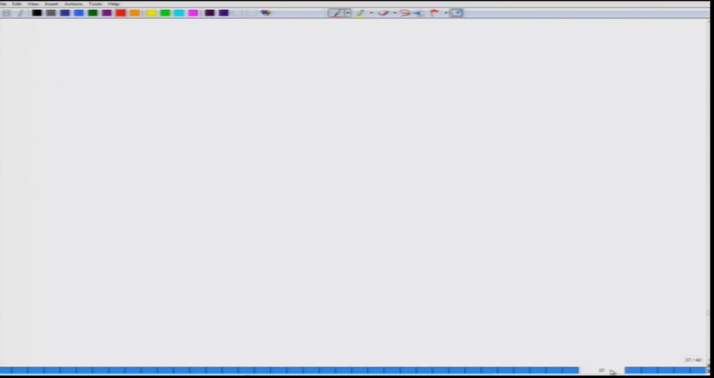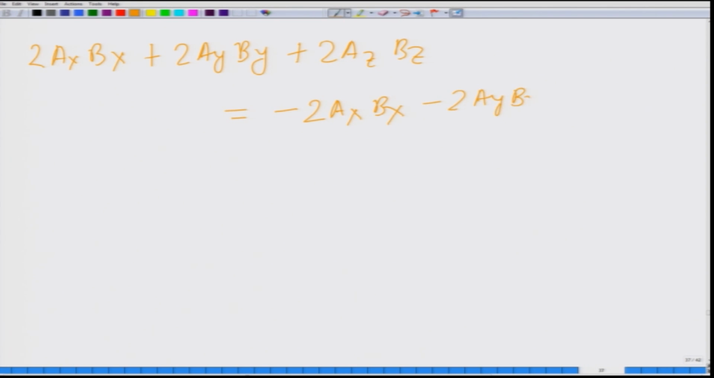So let me write it down again. I get from the left hand side 2AX BX plus 2AY BY plus 2AZ BZ, which is equal to minus 2AX BX minus 2AY BY minus 2AZ BZ. If I take everything to the left hand side, I will get 4 times AX BX plus AY BY plus AZ BZ, which is equal to 0.